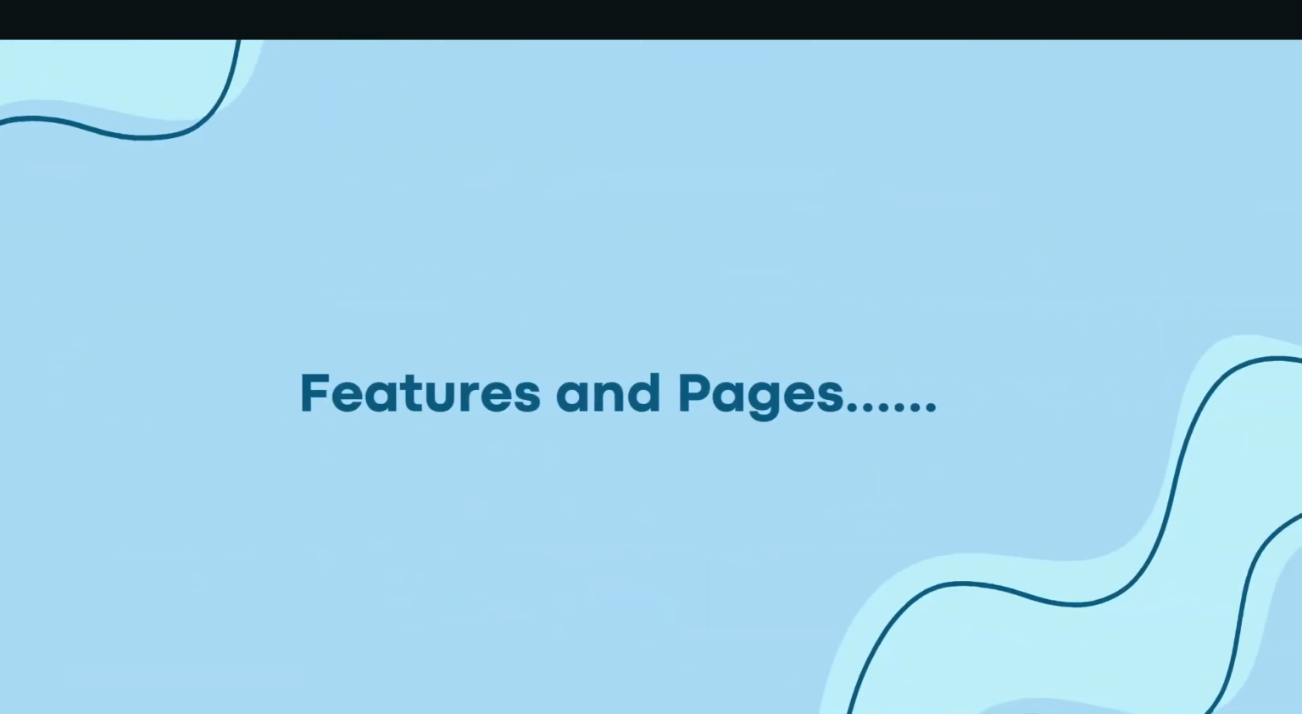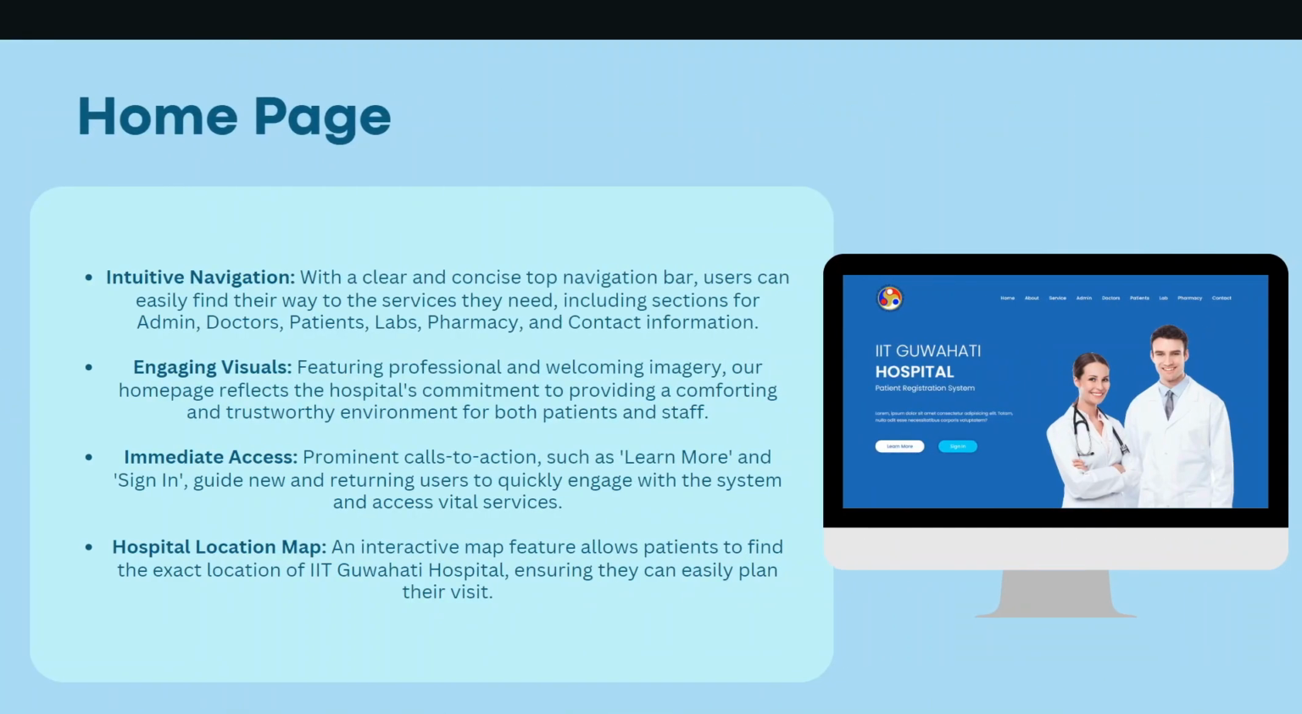So what are the features? Let's talk about the features and various web pages in our project. Obviously, when we enter our project, we will definitely go through this home page. It has basically five major sections: admin, doctors, patient, lab, and pharmacy. So they can log in as they are.